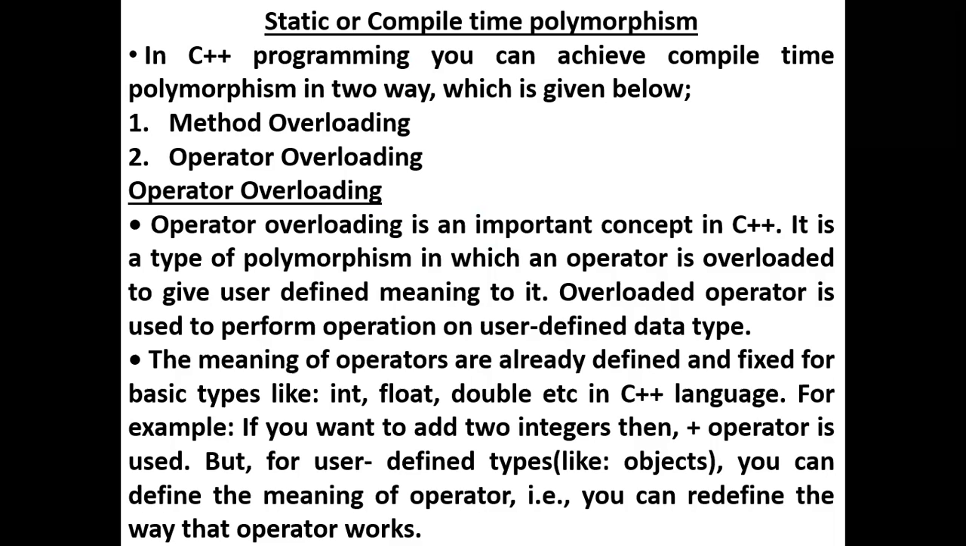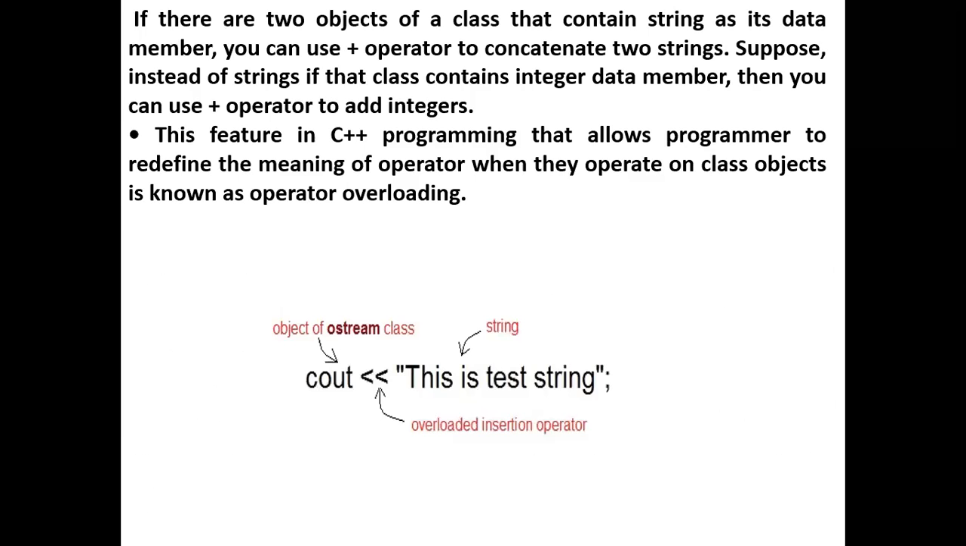But if you want to add two objects, two characters, or two strings, we are overloading the plus operator. The operator is the same and the operands are different. Here you can see the insertion operator, which is also used for bitwise operations, but here we are overloading this operator and printing the text, this is the test string, on the standard output device. So we are overloading the insertion operator.